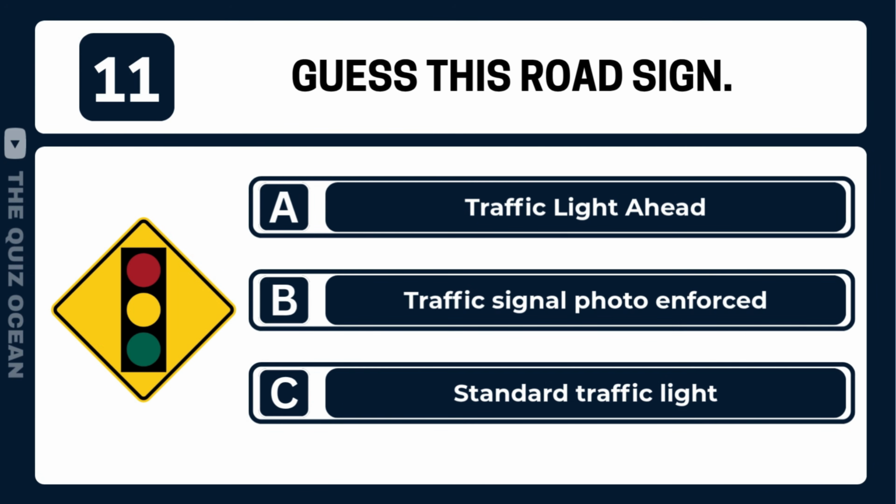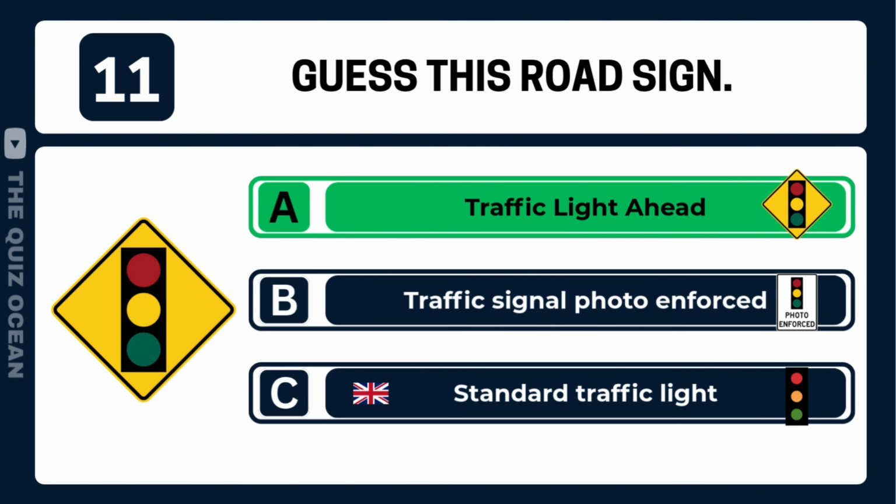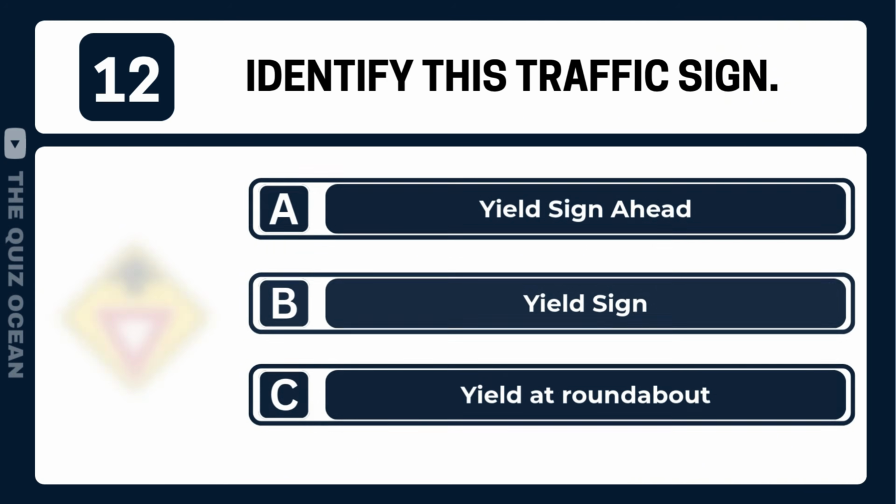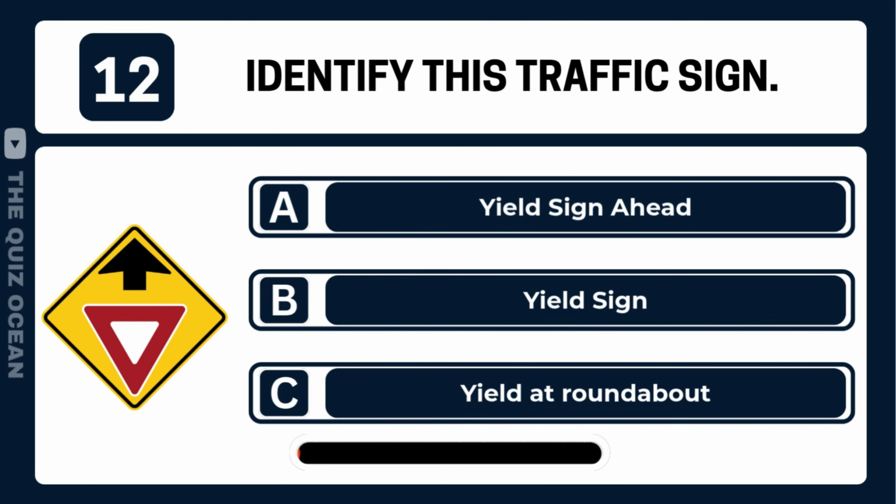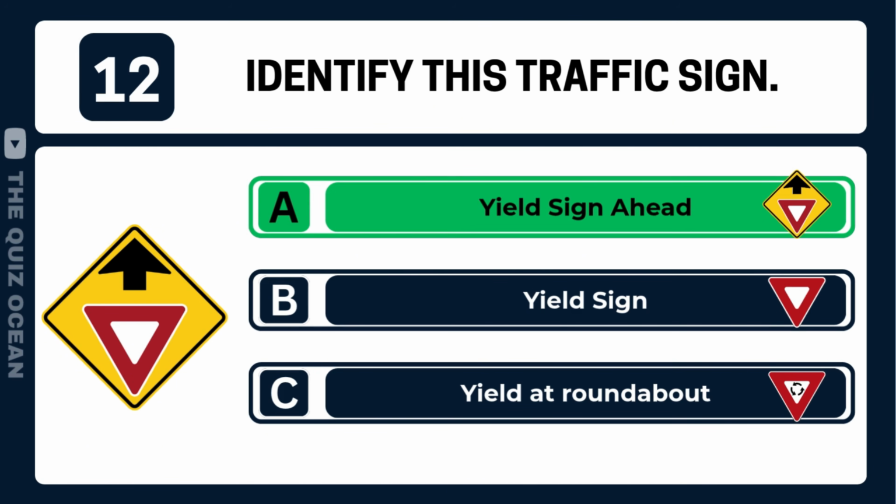Guess this road sign. Excellent awareness. This sign warns of a traffic light ahead. Identify this traffic sign. You're correct. This means yield sign ahead.